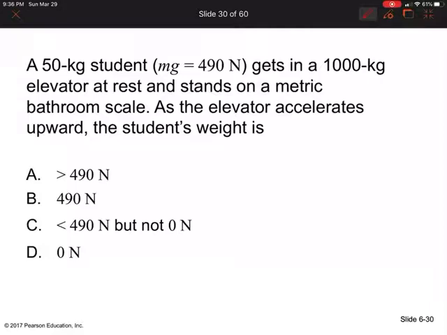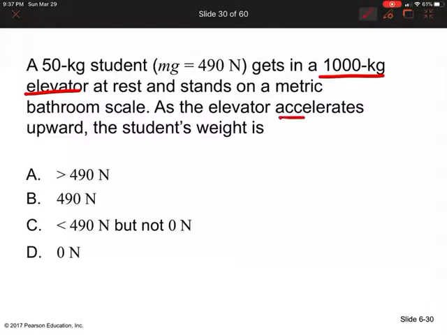And this is almost the same question. It says, again, that this 50 kilogram student gets in a 1,000 kilogram elevator at rest. And by the way, something like this right here, is that actually used for anything mathematically? No, it's just throwing numbers in there. So, again, that's what physics does sometimes. It kind of tries to throw stuff in there. Don't let that confuse you.